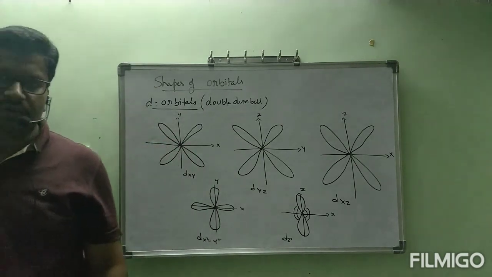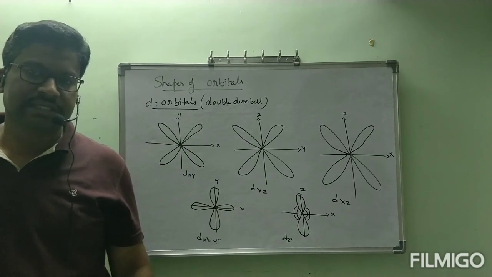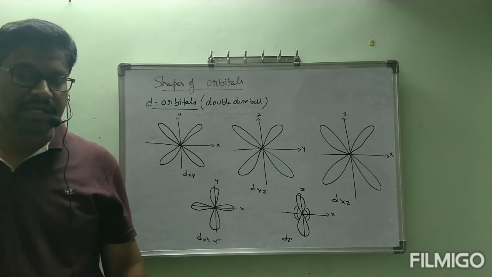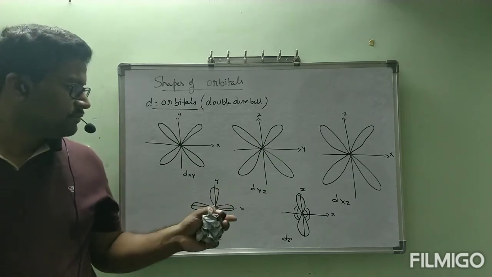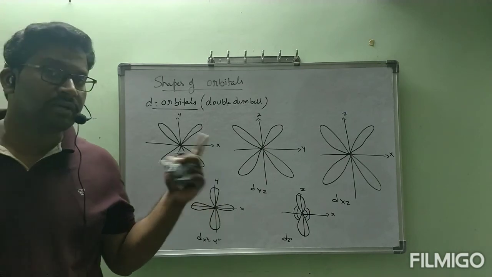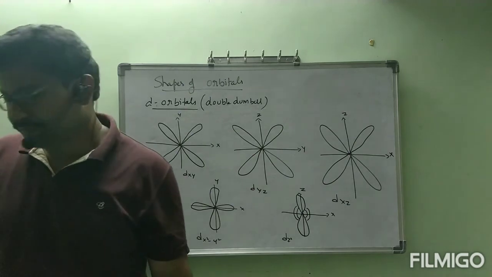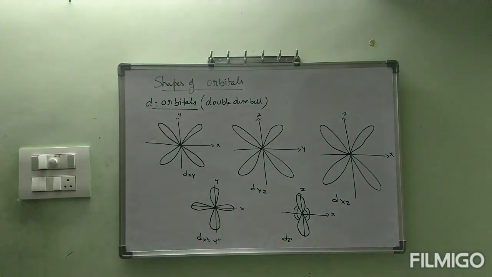F orbital shapes we don't know because even scientists couldn't find them. They are highly fused. Means no one can draw that one because it is highly complicated. This one itself, three-dimensionally we have to observe. Okay, so these are up to D. It is enough. All of you draw the shapes of orbitals clearly.